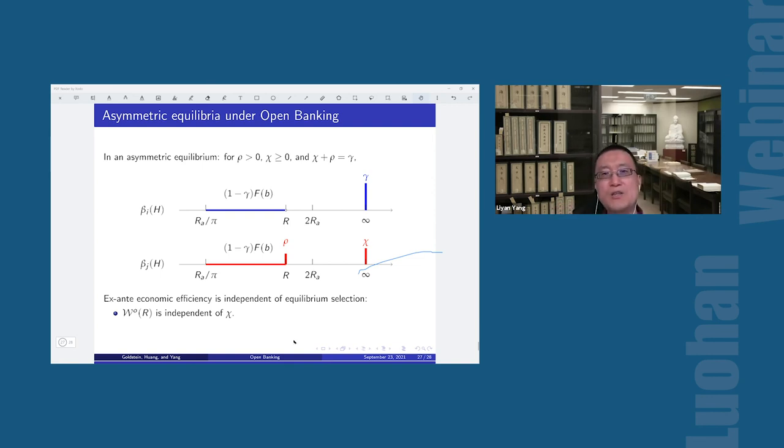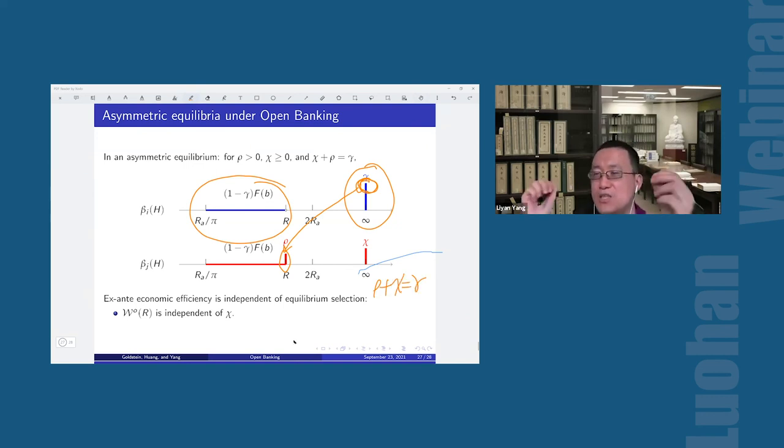Intuitively, it looks like this. In the symmetric equilibrium, each bank, if it sees a good signal, will bid with probability one minus gamma according to this distribution, and will not bid with probability gamma. But now you can show one bank will still do the same, while the other bank will shift part of the non-bidding probability from infinity to this R. So they shift part of it to here, so that rho plus kappa is equal to the original gamma. That's the unique asymmetric equilibrium that satisfies the intuitive criterion.